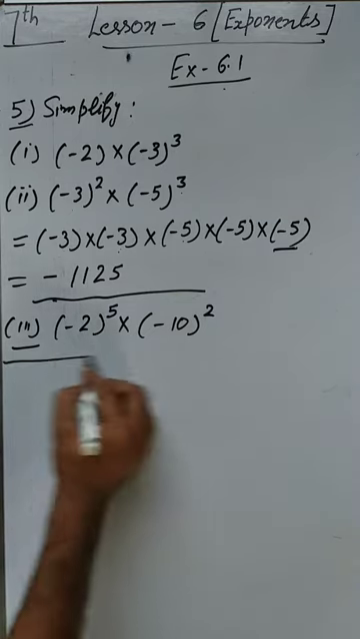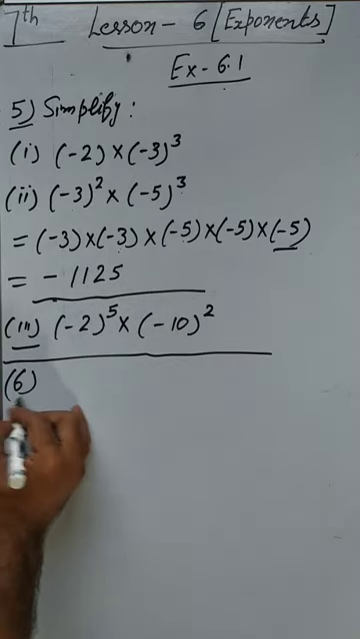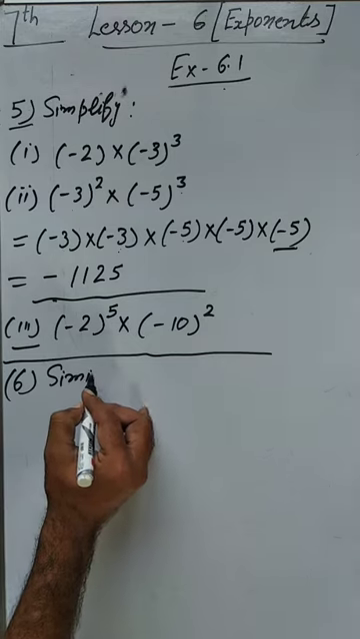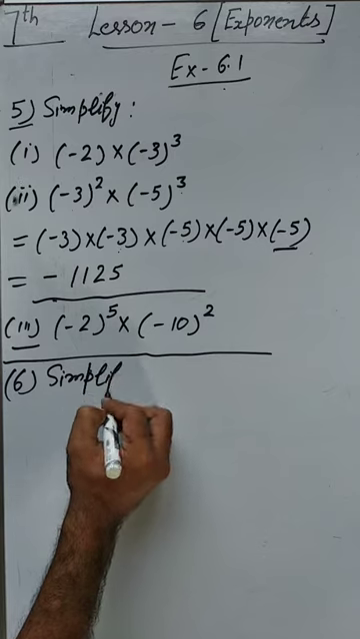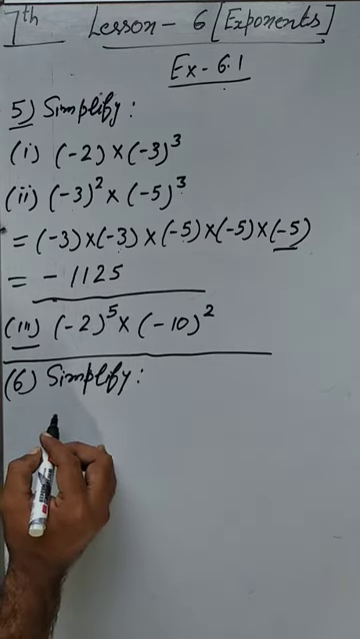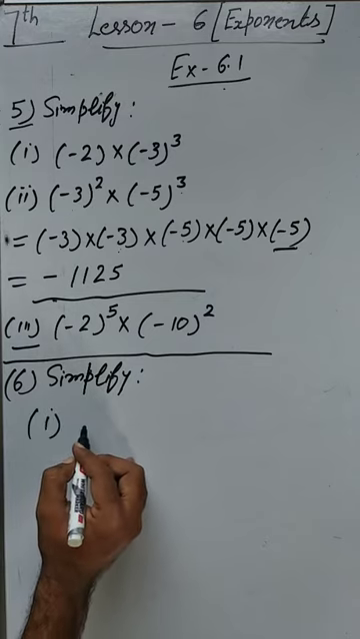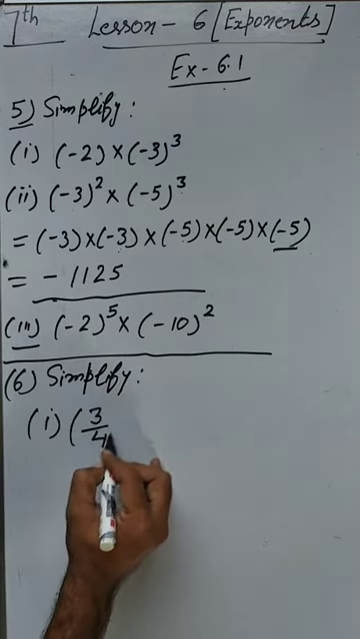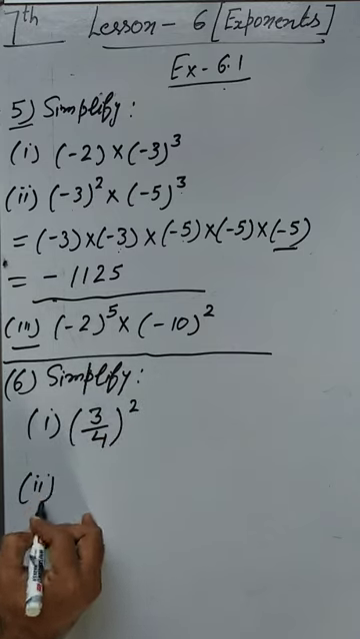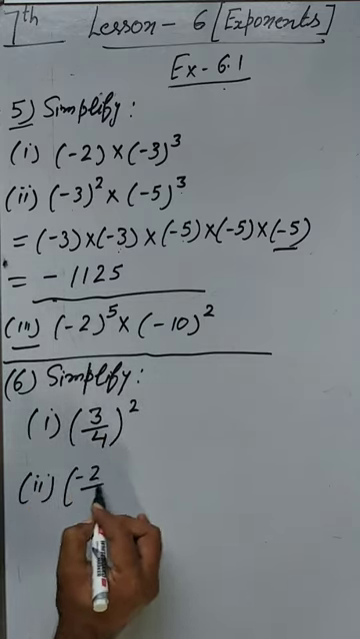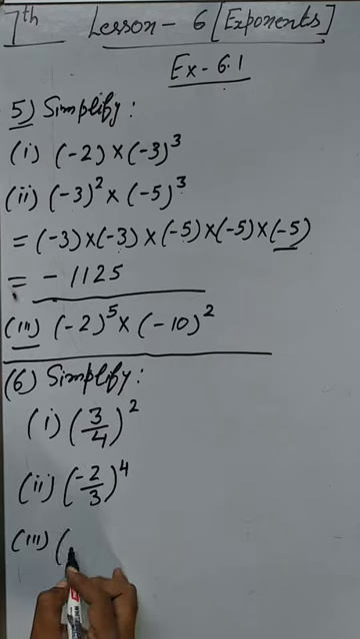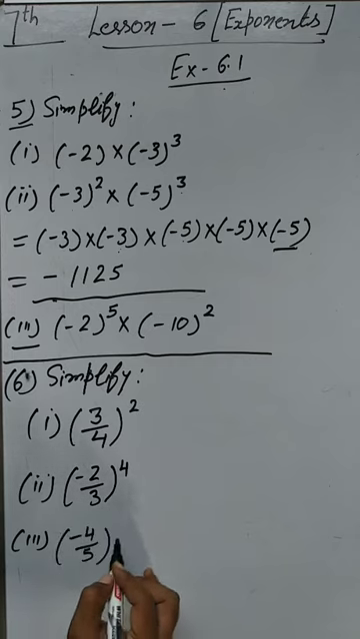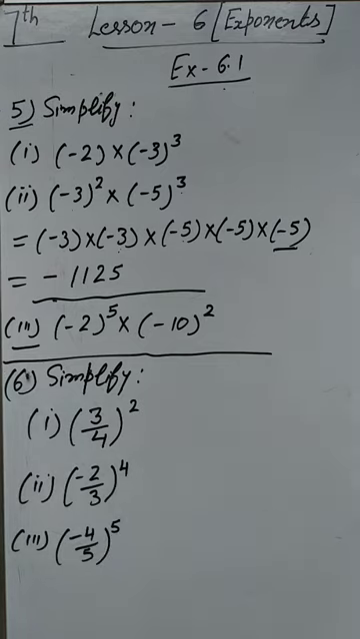Okay beta. Sixth question is similar to the previous one. Simplify. First part is 3 upon 4 raised to power 2. Second part beta minus 2 upon 3 raised to power 4. And third part is minus 4 upon 5 raised to power 5. Clear beta? Very easy all the parts.